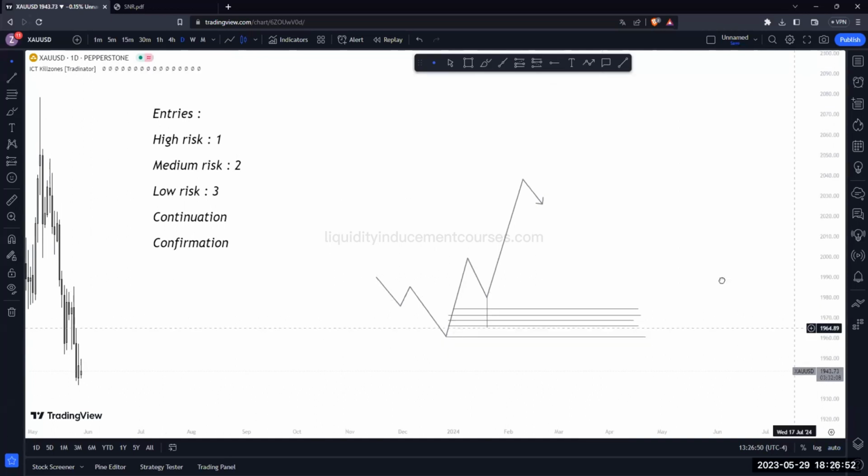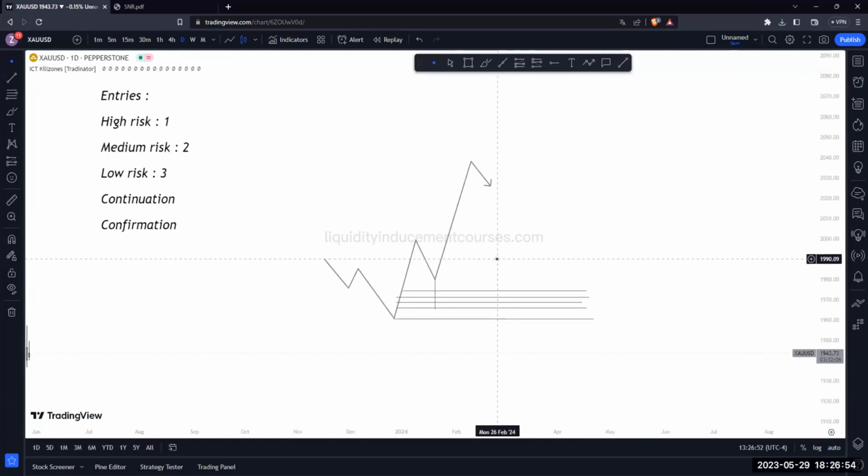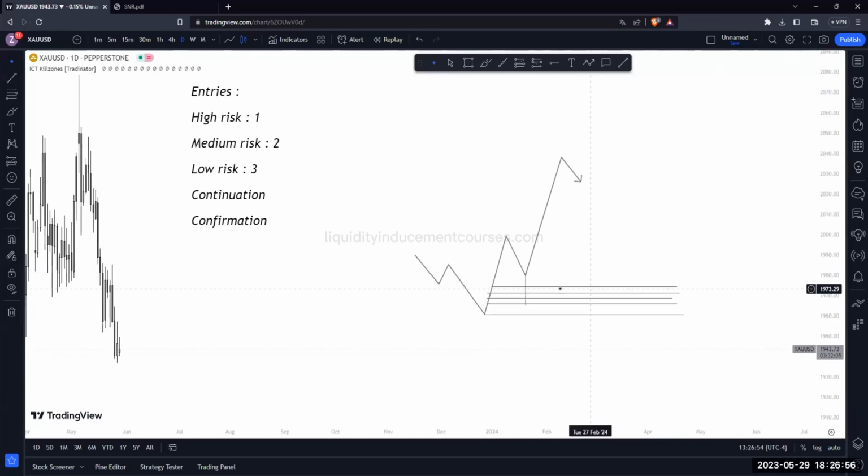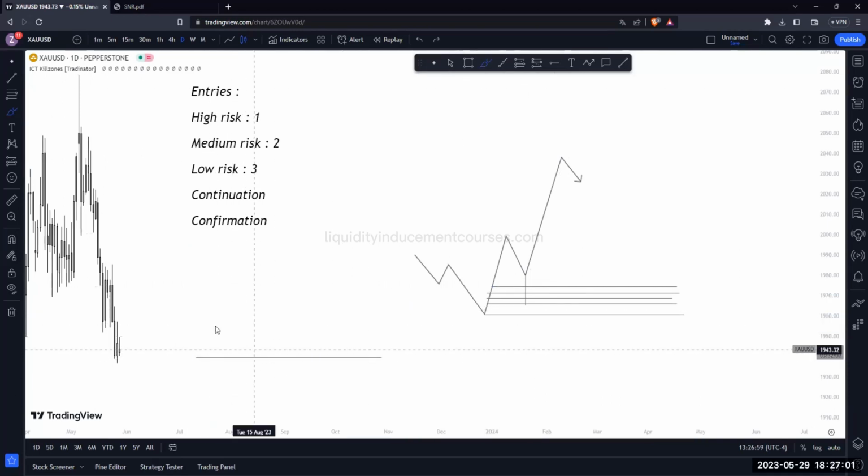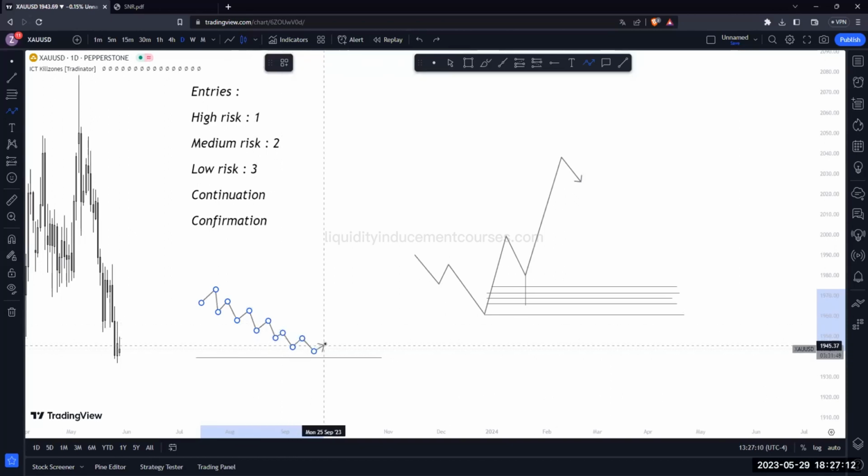Okay, so M1 confirmation is very simple. So you grab your level. You see, this is a level, right? On your entry levels. Okay, how do you enter here? You go to M1 and simply do the same thing. You look at the structure of M1, but you don't look for breakout. You look for a descending trend line or ascending trend line, stuff like that.